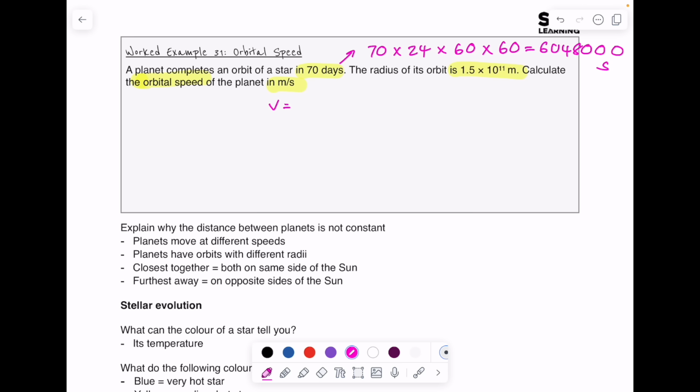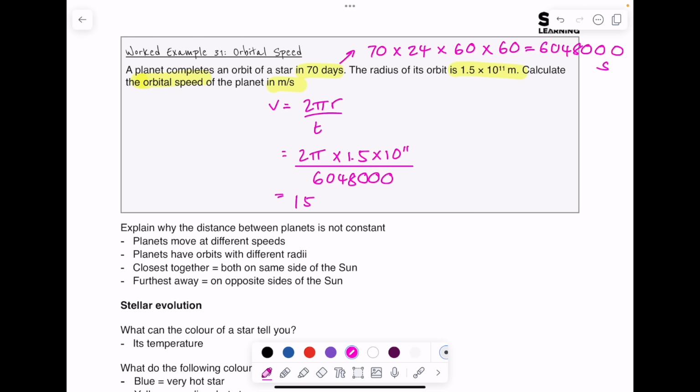So here's the equation: v equals 2 pi r over t. Keep 2 pi where it is. The orbital radius we were told was 1.5 times 10 to the 11. That's in meters, so we don't need to touch it. Then divide it by the time period to 3 significant figures. Our answer is as follows: 156,000 meters per second.